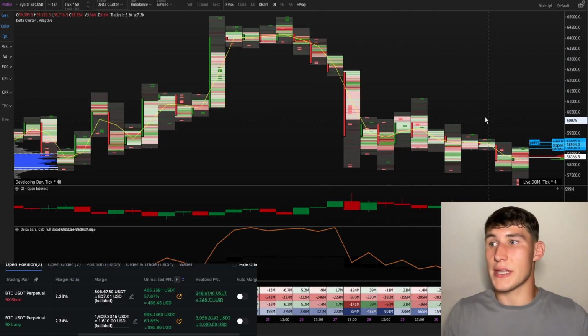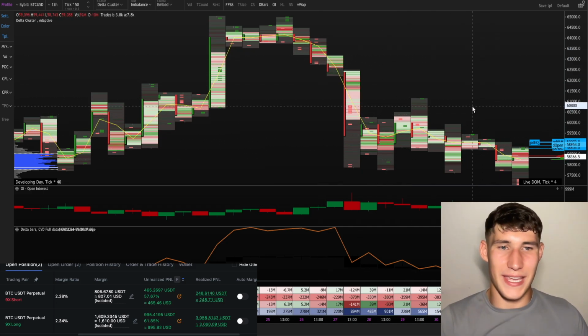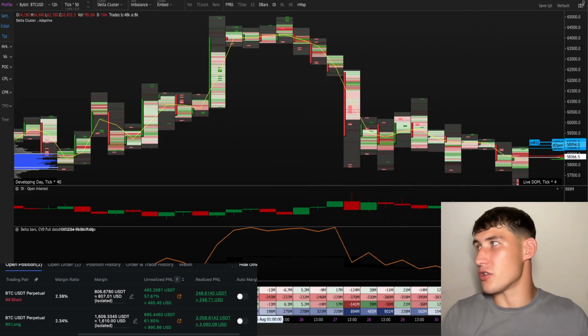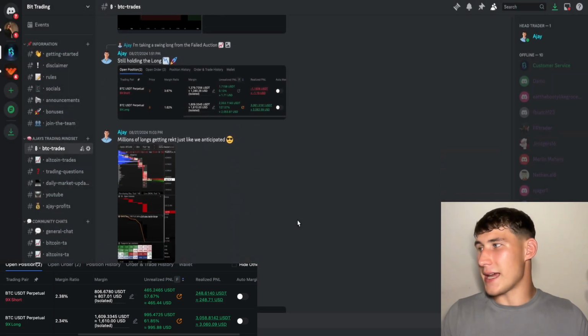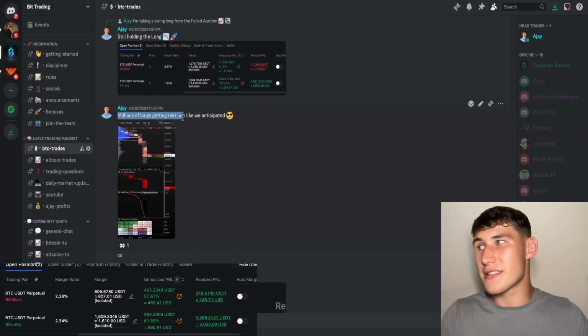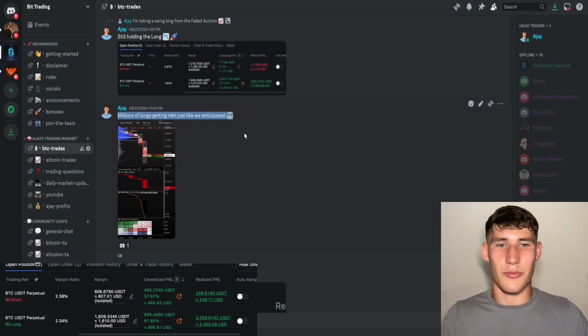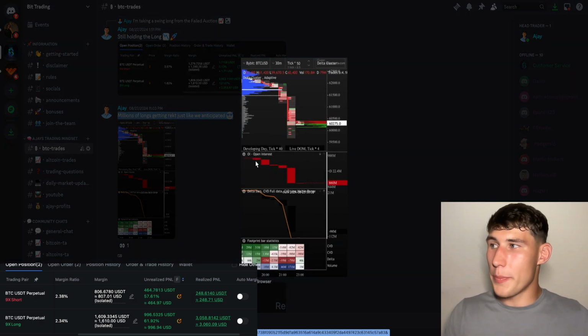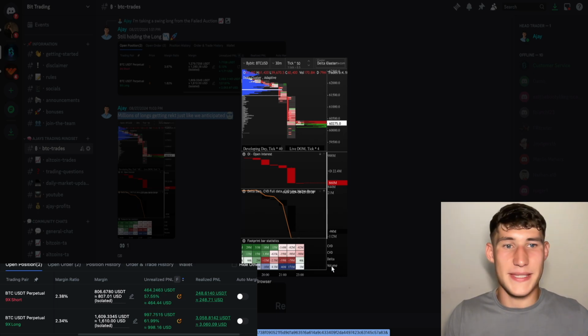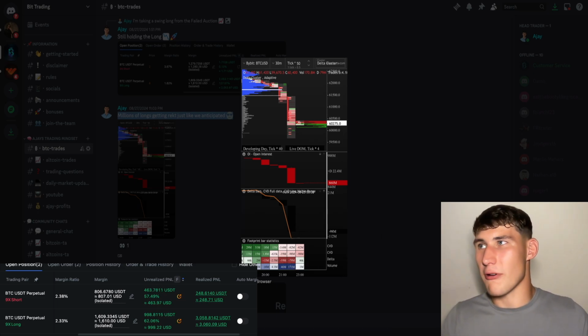This long squeeze is what, of course, here at Bit Trading we took full advantage of, because like I said, I told the team here that I was taking this short trade. This was the short trade setup that I gave. And then as you can see, very quickly, millions of longs getting wrecked just like we anticipated. So you can see price decreasing, open interest decreasing, and negative delta building over time, telling us that longs are getting wrecked on this move down.